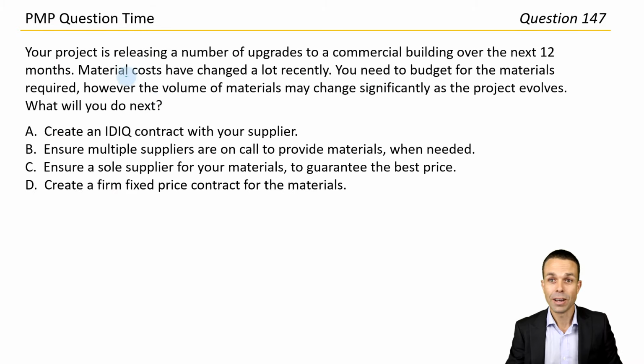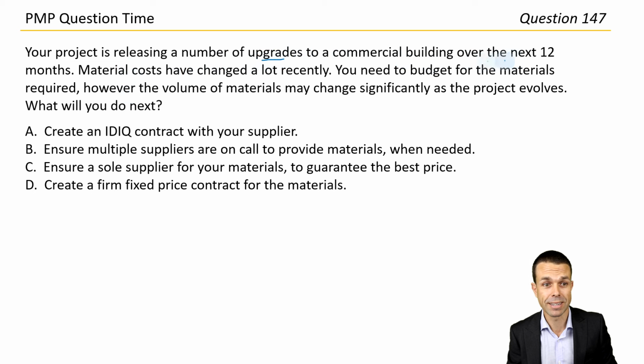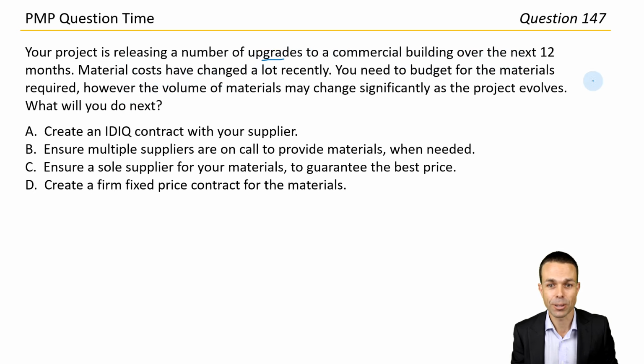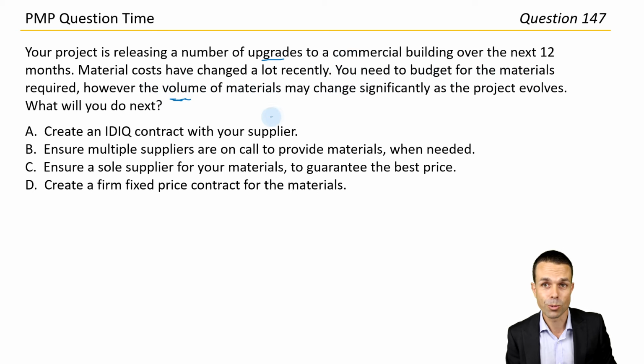Let's keep going. Your project is releasing a number of upgrades to a commercial building over the next 12 months. Material costs have changed a lot recently. You need to budget for the materials required. However, the volume of materials may change significantly as the project evolves. What will you do next?